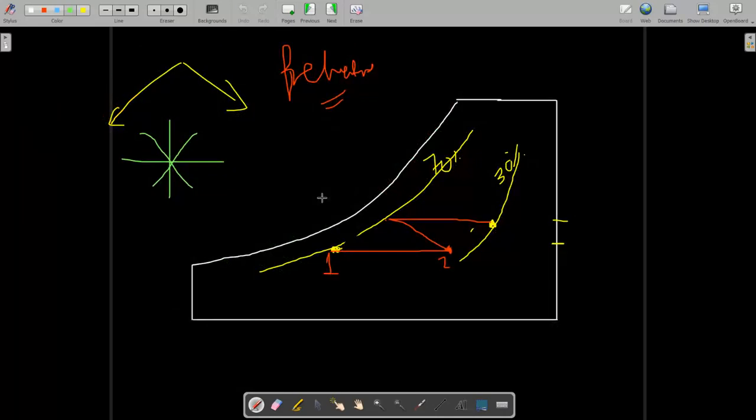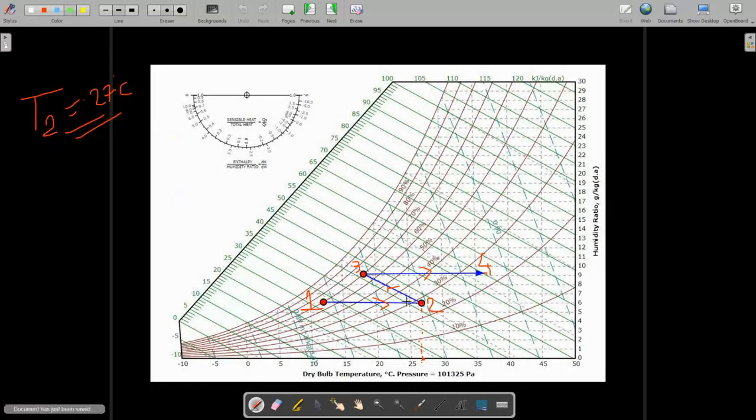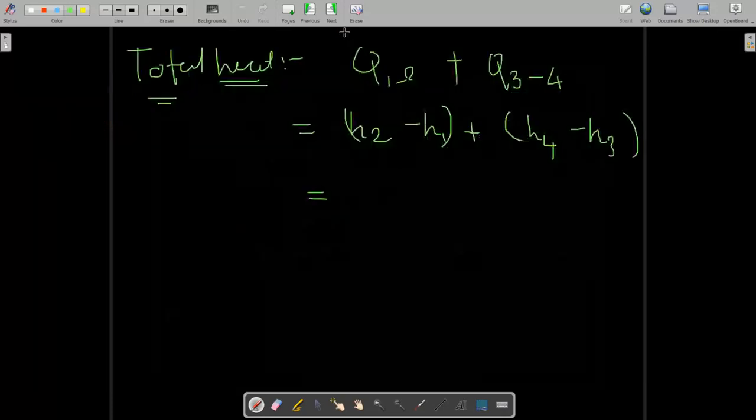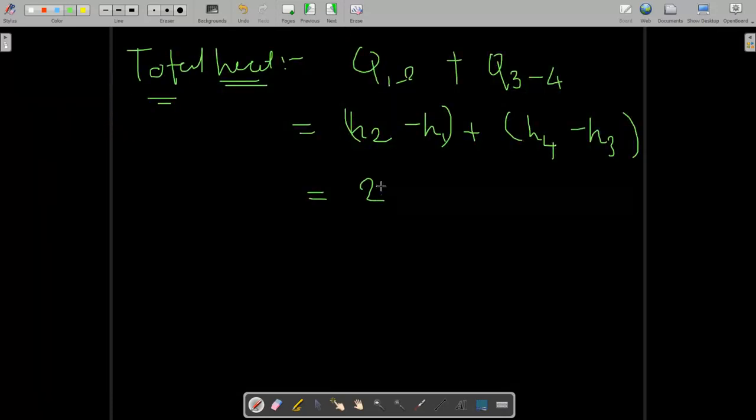So how to find enthalpy? Just extend this line. Here these are the constant enthalpy lines. For state 1, when you draw the line and locate it here, you will find that it is at 27. I found 27, and a separate psychrometric chart is given to you in the UPSC exam.